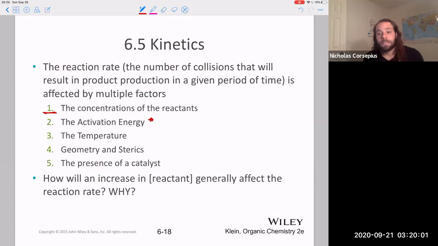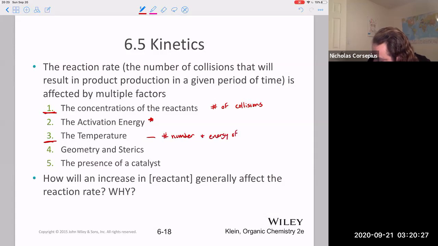Activation energy is something that we're going to see here in a second, so let's pause on that, but that's going to be a big influence in terms of how we draw our free energy diagrams. Temperature will also increase the number and energy of those collisions. When you increase temperature, not only do you increase how fast everything's moving around, so on average they'll collide more, but also those collisions have more energy.